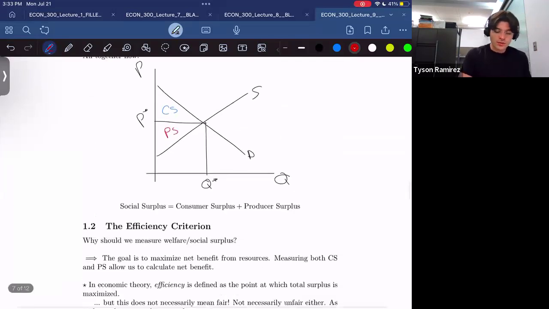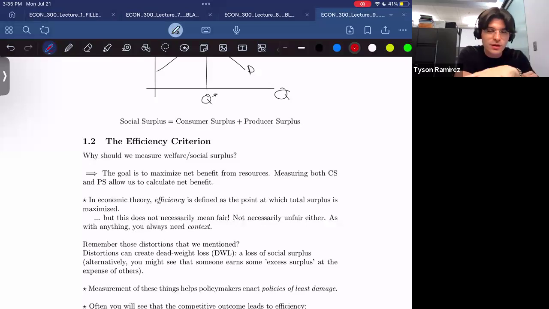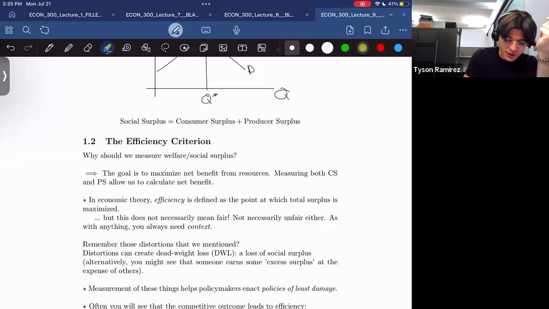All right. So the next part is why do we even care about measuring welfare and surplus? Well, I gave a bit of the intuition earlier. We want to see who is benefiting and who's getting screwed. The goal of an economist, the goal of a social planner, is to maximize net benefit from all of the resources available. How do we do this? Well, we need to measure net benefit. We need to measure consumer surplus and producer surplus, and this gives us net benefit.